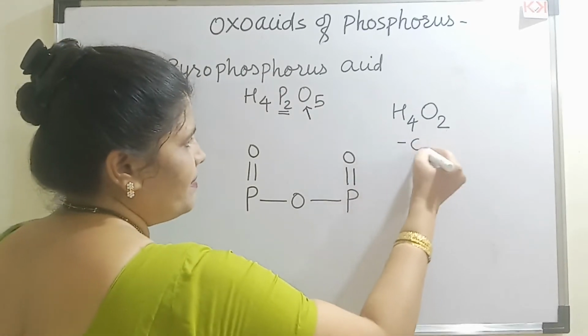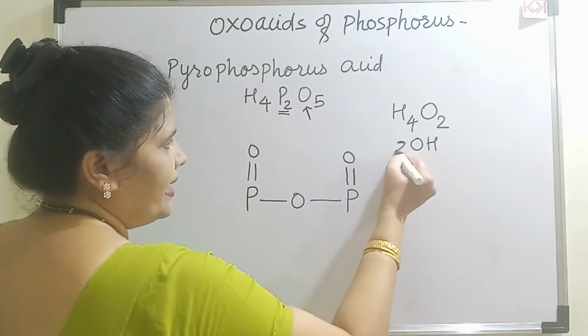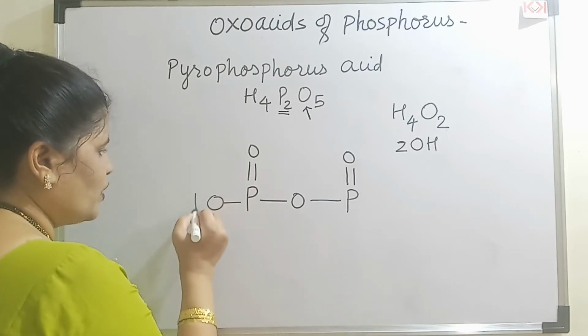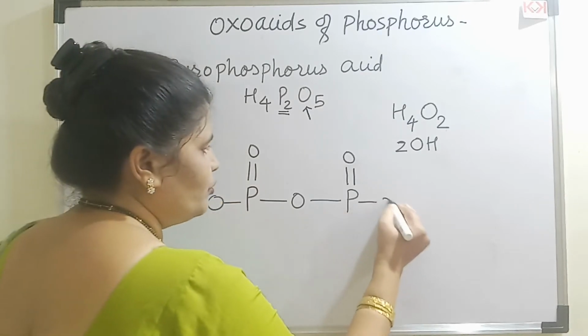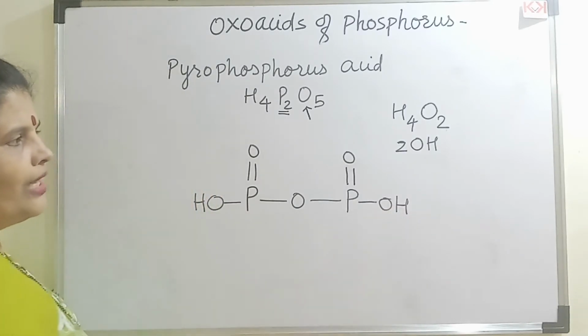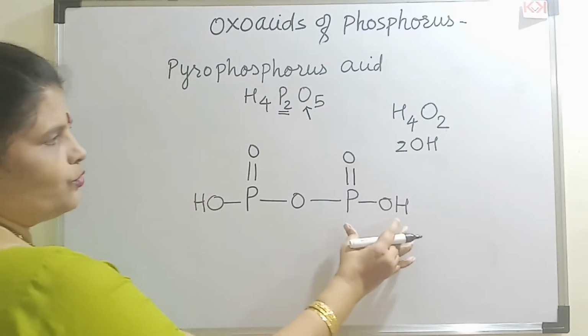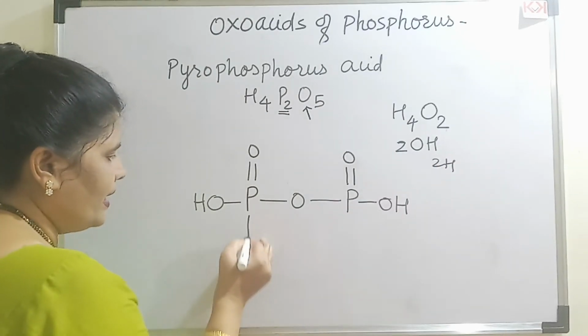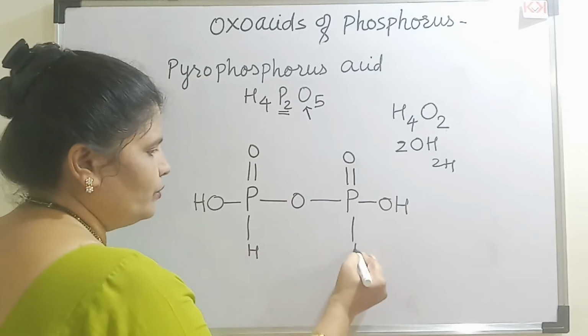Next, form the maximum number of OH pairs. Here I can form 2 OH pairs. So one I will give on this phosphorus. There should be equal distribution on both the phosphorus atoms, and one on this phosphorus atom to this side. Now what is left, students? 2 hydrogen atoms left. So one hydrogen here and one hydrogen here.